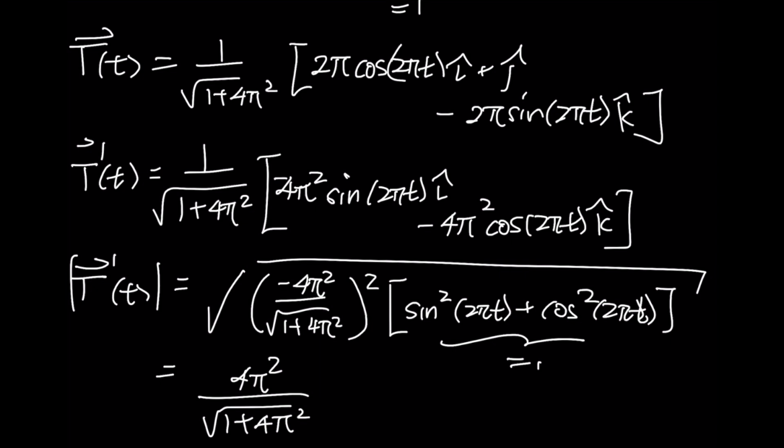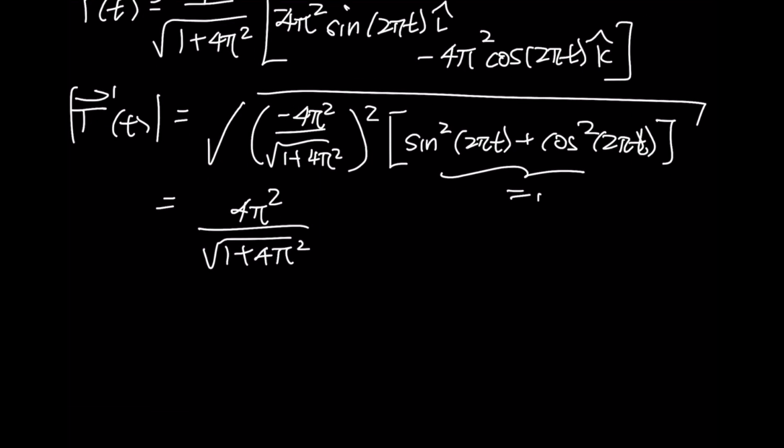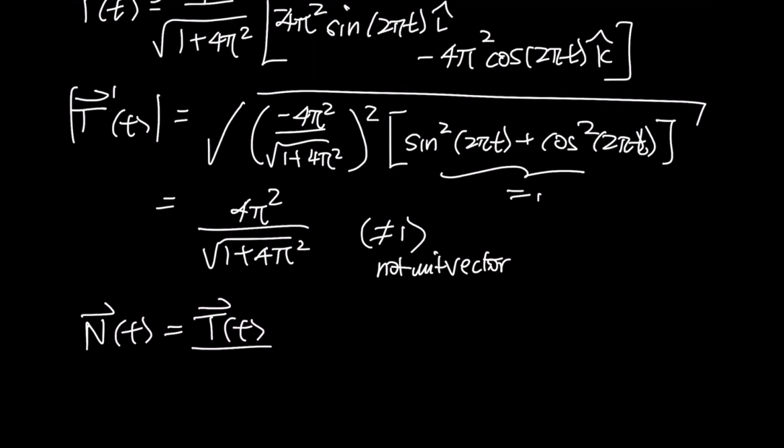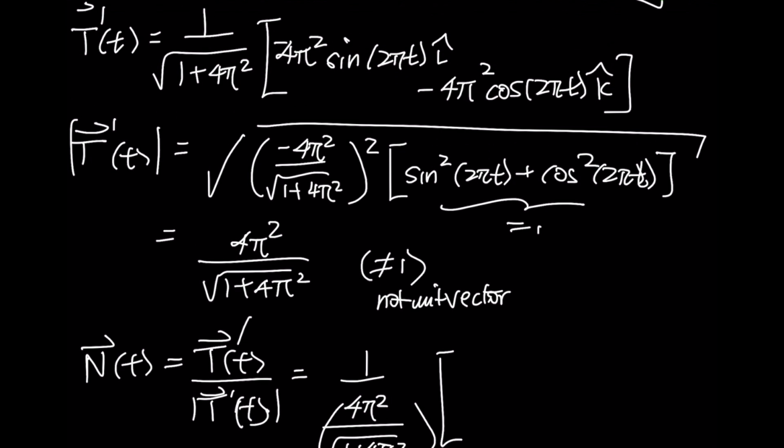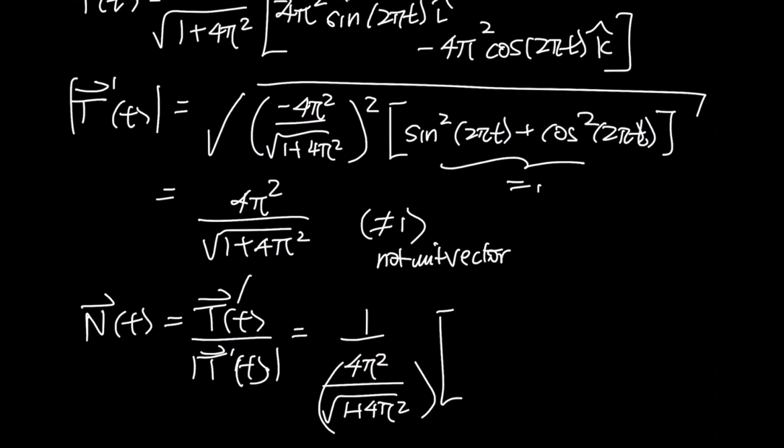Now note, this is not equal to 1. So this is not a unit vector. So you have to be careful. Just because T might be a unit vector, its derivative is not going to be a unit vector in general. The unit normal vector is simply the ratio of that unit tangent vector derivative, which ends up being a little messy, times the T prime vector. Well, the T prime vector, everything had a factor of 4 pi squared, and it was sine of 2 pi t i plus cosine of 2 pi t j.